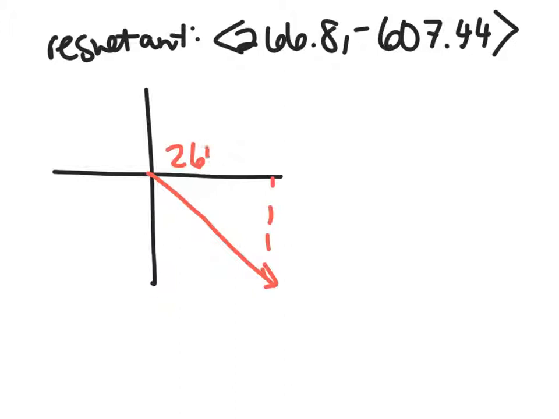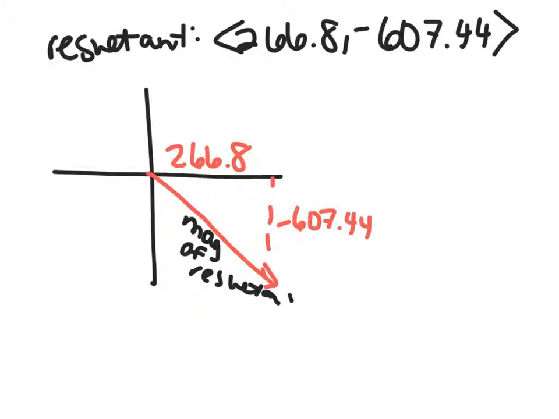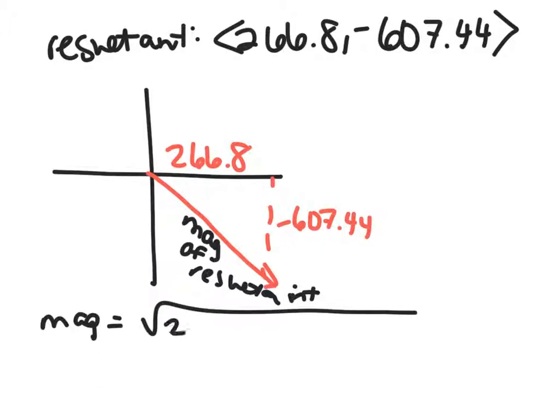So this is really 266.8. Think of this as negative 607.44. So if I want to find the magnitude of the resultant, I'm going to do Pythagorean theorem. So my magnitude is square root of my x squared plus my y squared.